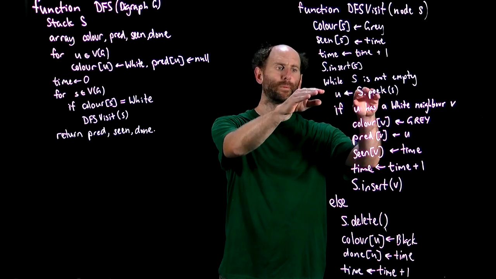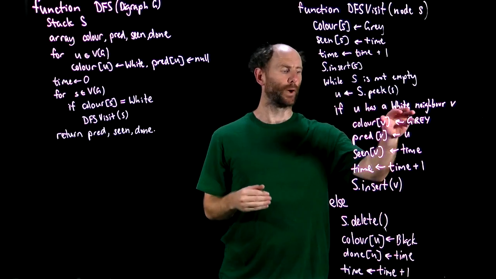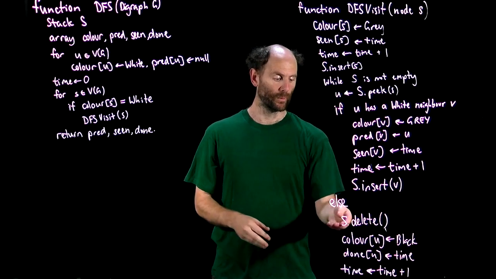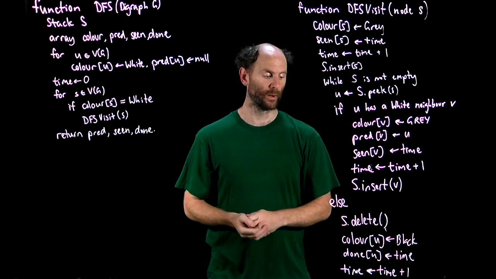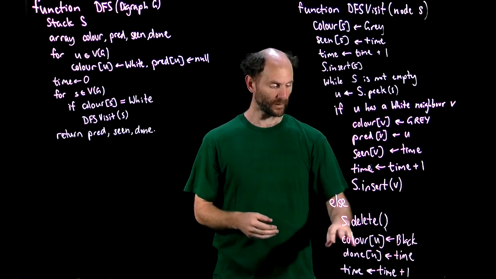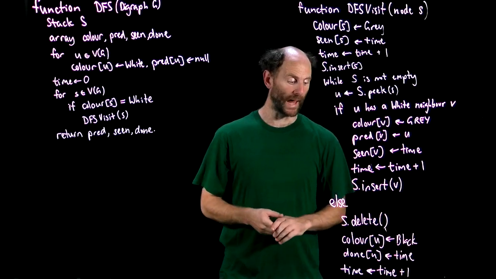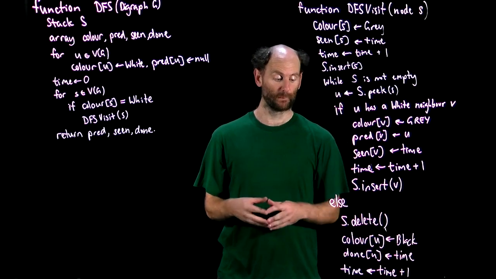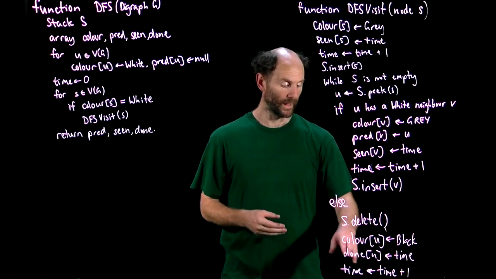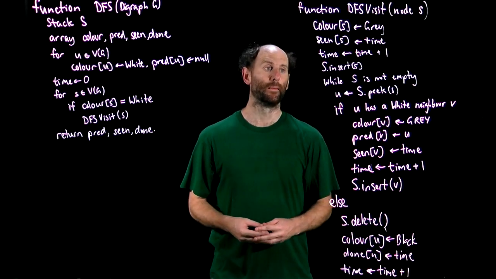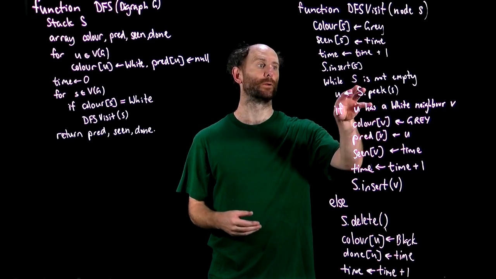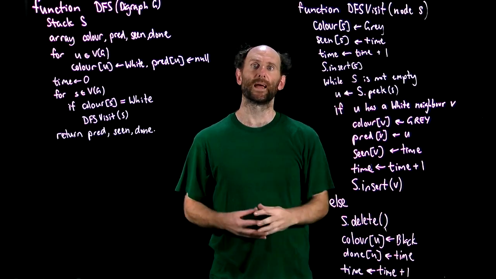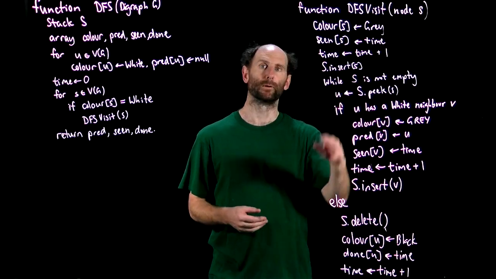If the node at the top of the stack doesn't have any white neighbours, then we're in this situation down here. We'll remove that node from the stack. We'll colour that node black. We'll record the time that we did that, so that'll be in the done time, and we'll increment time, and then we're done. We'll be back up to the loop, and so long as there are some grey nodes, so the stack is not empty, we'll stay in this loop.